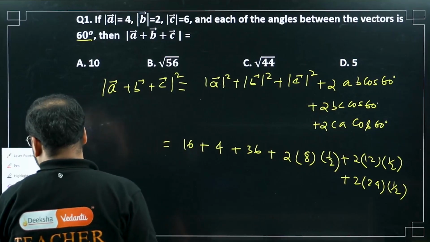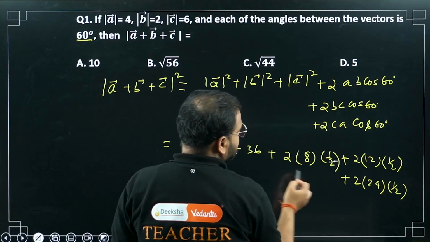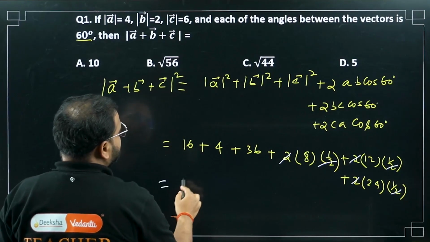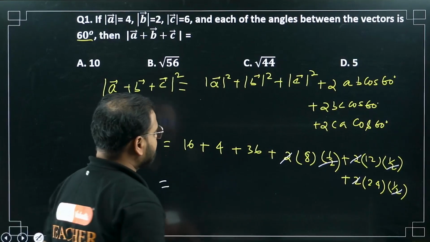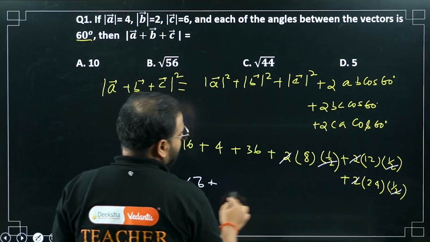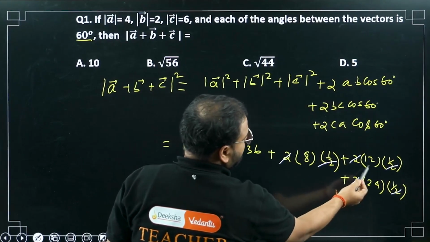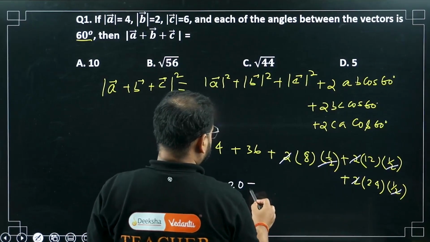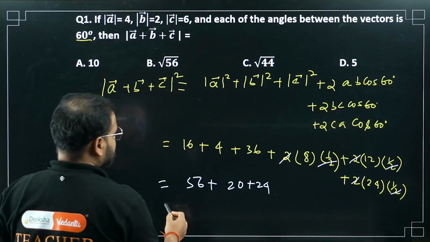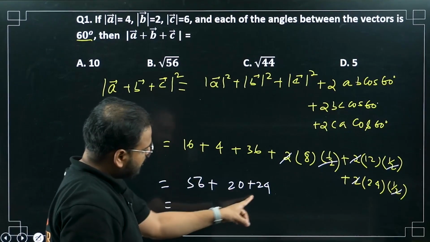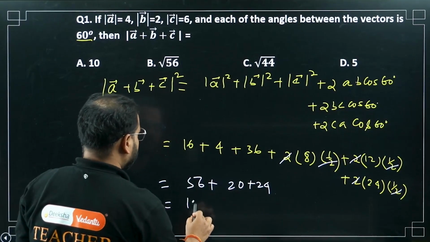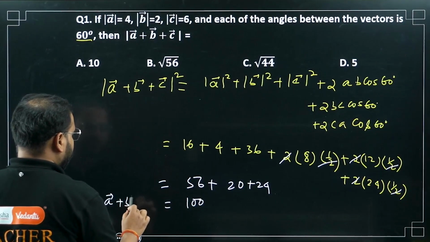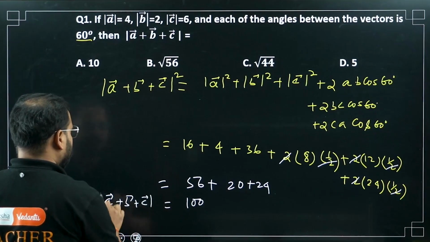Let's cancel the 2 and 1 by 2 at all these places. What do I get here? 16 plus 4 is 20, plus 36 is 56. 8 plus 12 is 20, plus 24 is 44. 44 plus 56 is 100. And this equals vector A plus vector B plus vector C, the whole square.